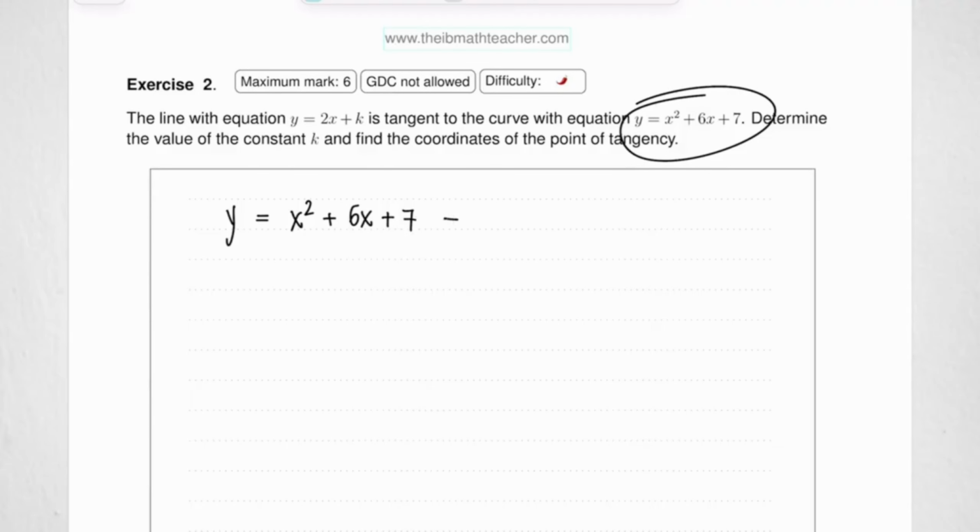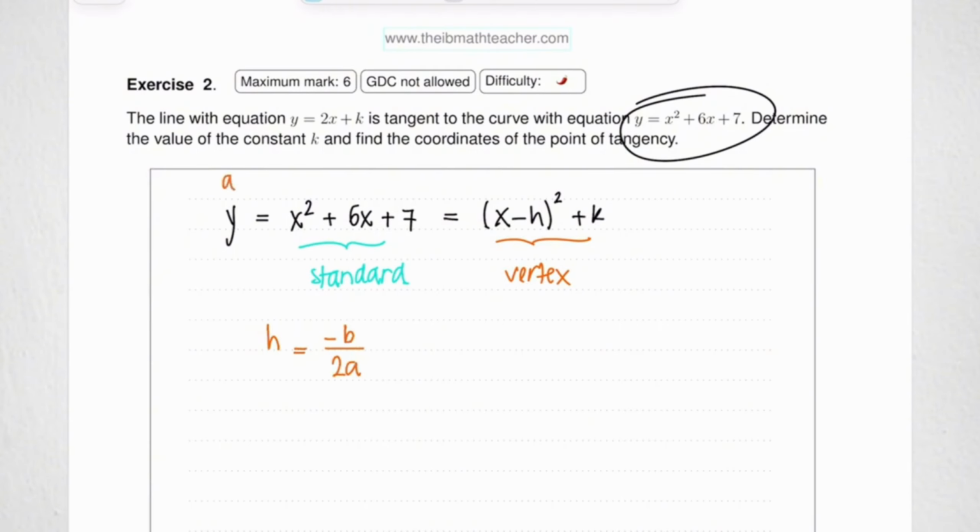So if you were, for example, writing this not in standard, but in vertex form, you could find the x-coordinate of the vertex with -b over 2a, and by a, b, and c, I mean the coefficients of this quadratic, which in this case means -3. And k is found by replacing the h value over here in x. So this is the y-coordinate of the vertex. So we have -3 squared plus 6 times -3 plus 7, which is -2. Therefore, the coordinates of the vertex are -3, -2.